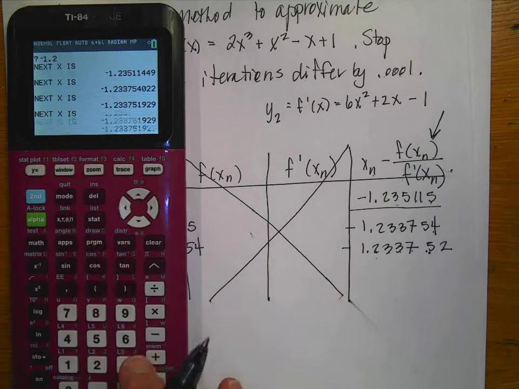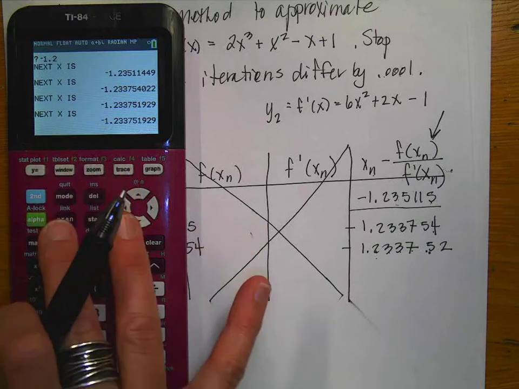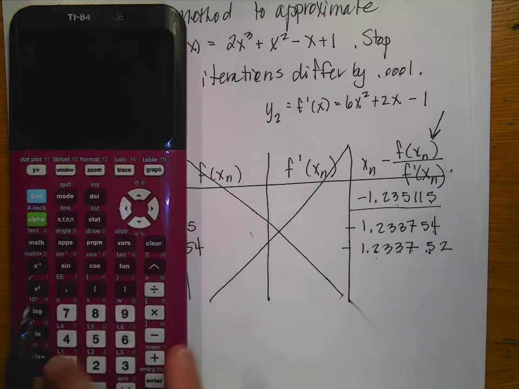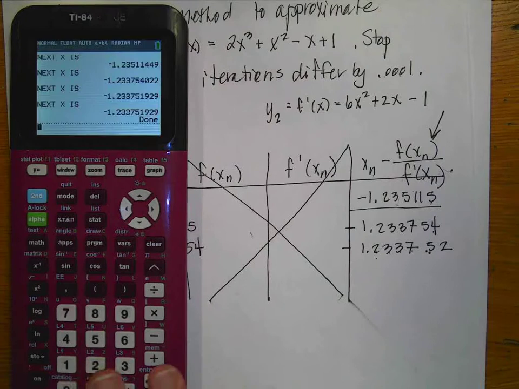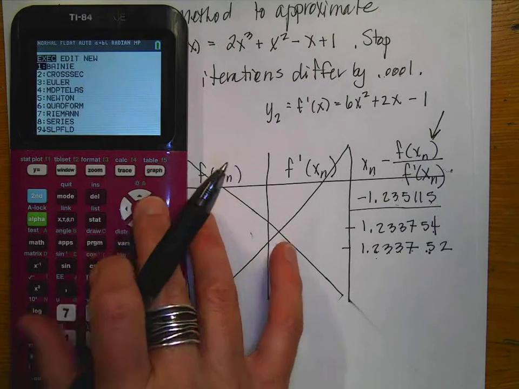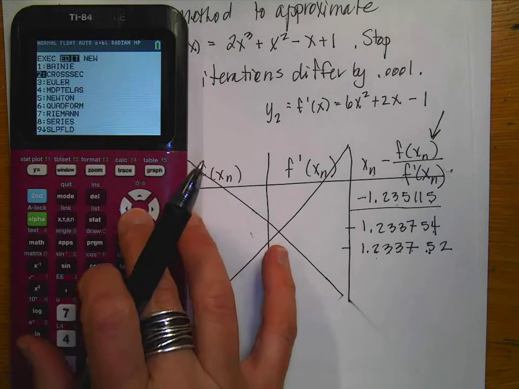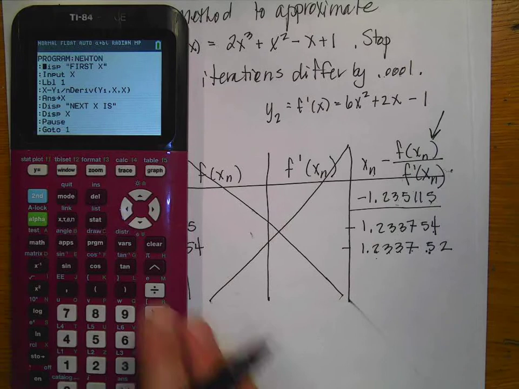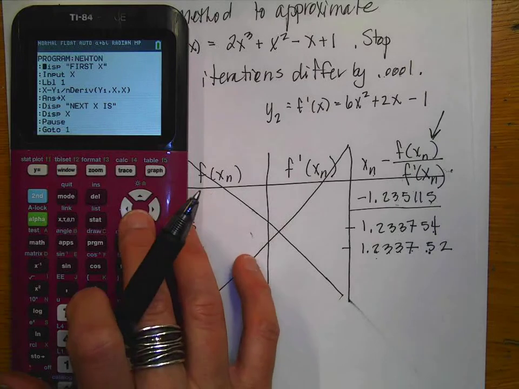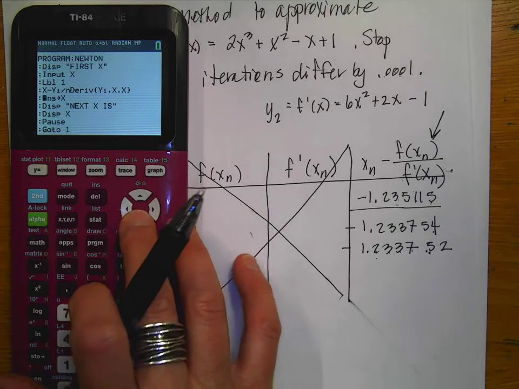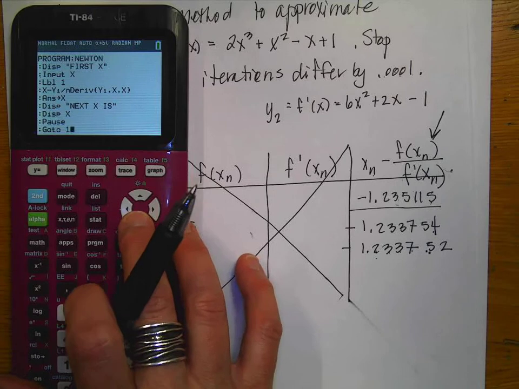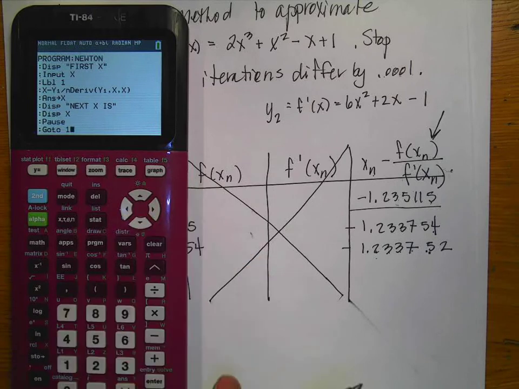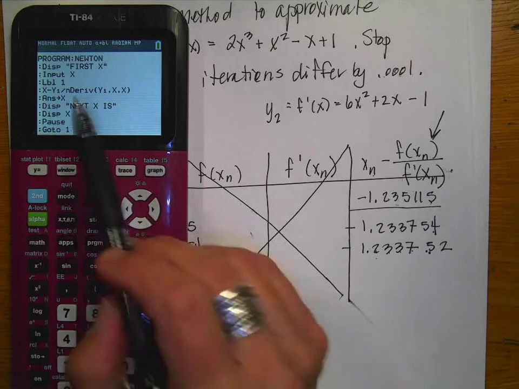Okay, I'm going to quit. I'm going to hit enter, second quit, second off. Sometimes I have to figure out how to get out of it, that's the hard part. I'm going to go to my program, edit, and go down to Newton, and I'm going to show you. So this is the first screen, okay? If you would like to take screenshots of that, and if you don't have this in your calculator, go in and put it in. And that's it. It's actually a fairly short program.